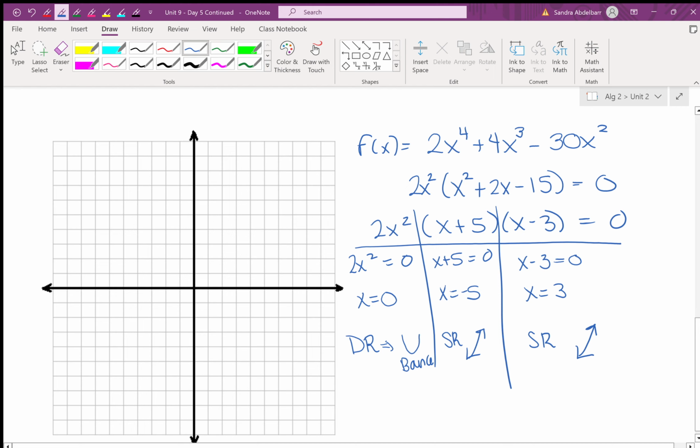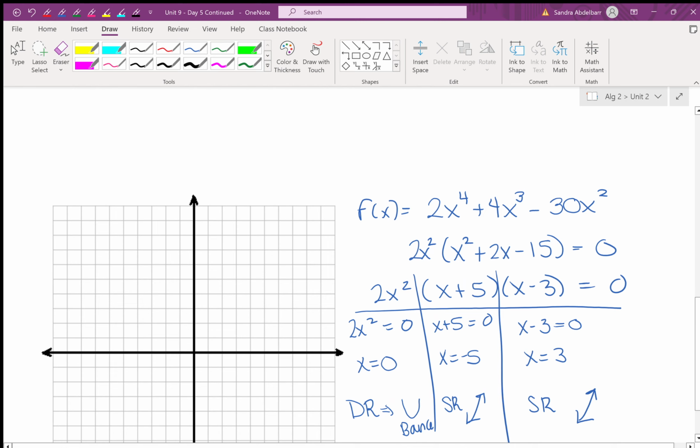What was the original degree of this polynomial? What was the degree? Good. So the degree is 4. Was our leading coefficient positive or negative?